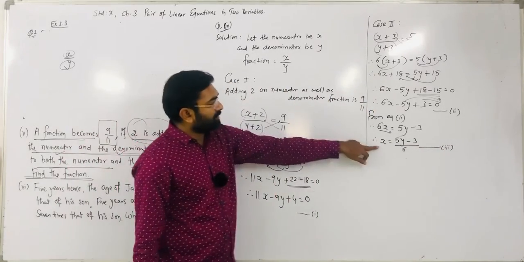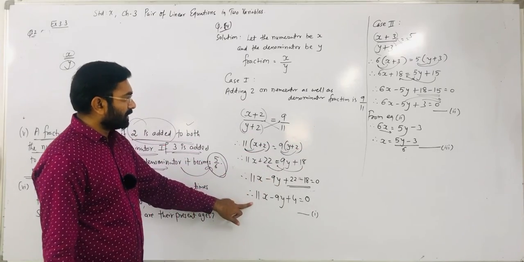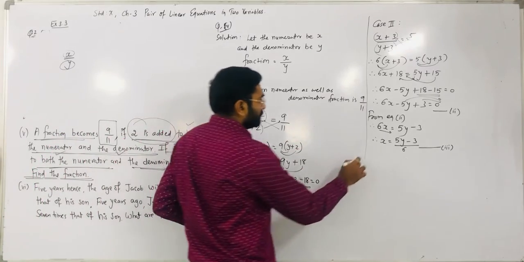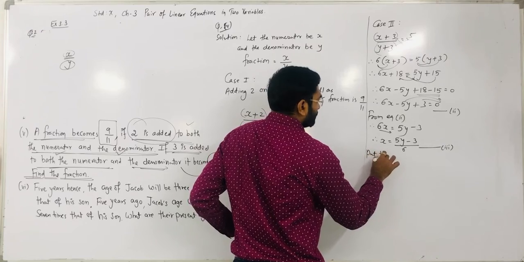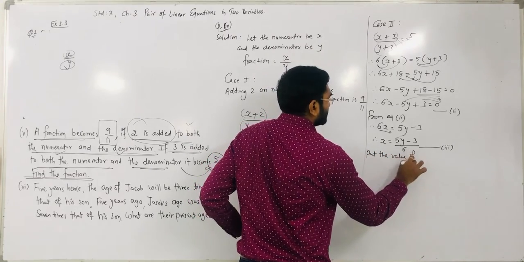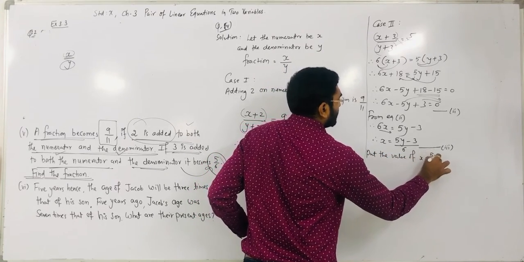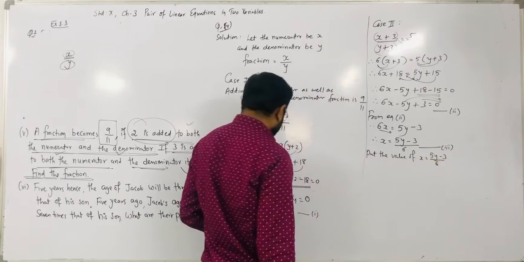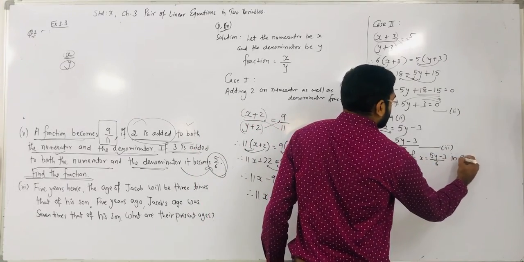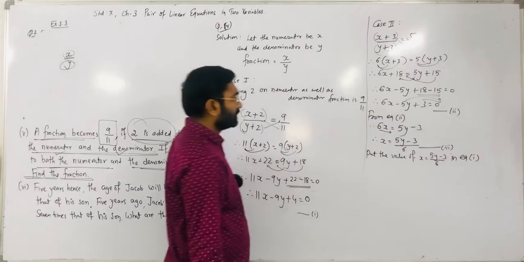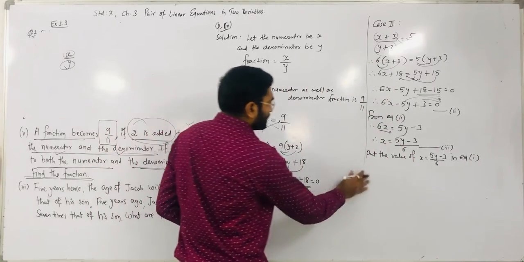And that x value we have to put in equation number 1. Right? So put the value of x equal to 5y minus 3 divided by 6 in equation number 1. In equation number 1. Okay. So here what does it become?